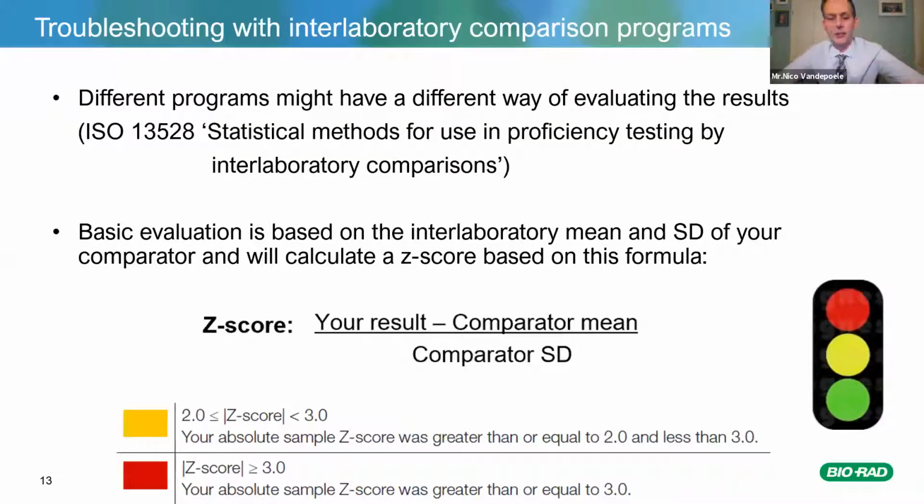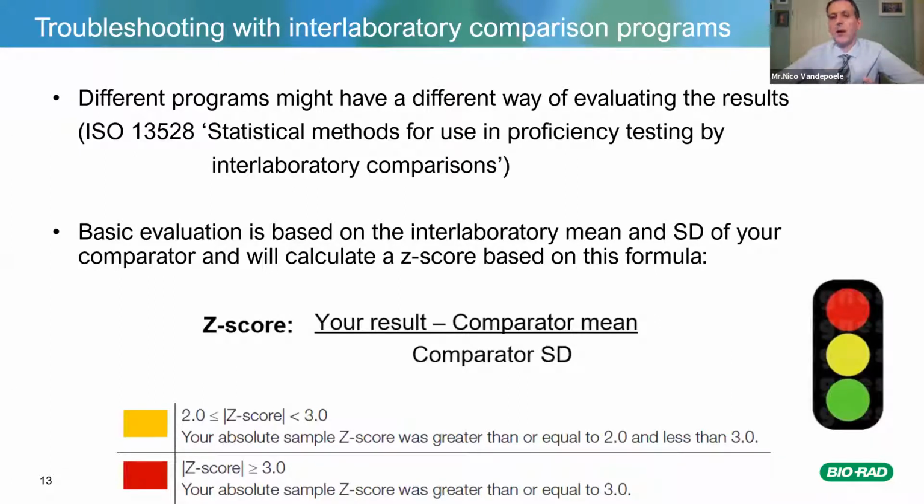And like I already said in the beginning, different programs have different ways of evaluating. So there are standards for the statistical methods. And so again, it's really important to look at your proficiency test program and what they use exactly. But most of the time you will see something which they call the Z-score. And the Z-score is your result minus the comparator target or the mean, divided by the comparator standard deviation. And that gives you an expression of how much standard deviation you are away from the target. So the ideal value is 0, then you are on the target.